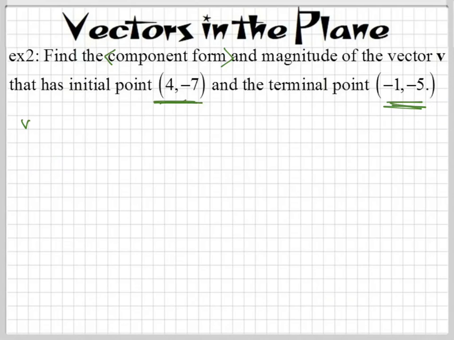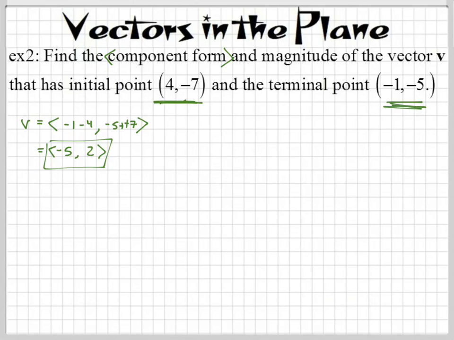So v is going to equal -1 minus 4. I subtract the x values first to find the first number, and then -5 minus -7. Now it's very important that I put the terminal numbers first when I subtract, because order matters when you subtract. This is going to equal -5, and that one's going to be 2. So there is the component form of my vector. Okay, that's my answer.